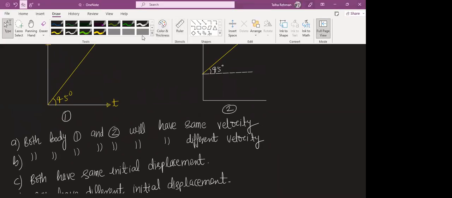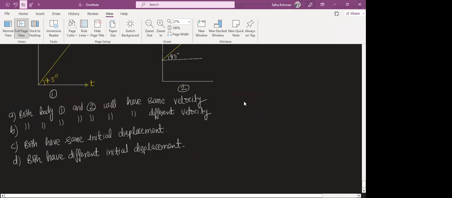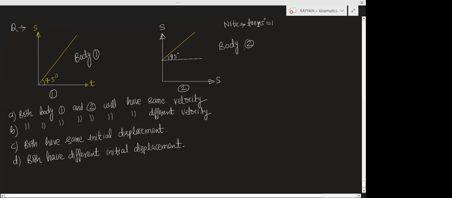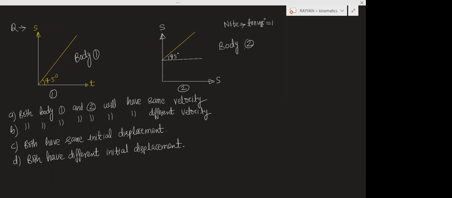Just try once, then I will solve it, no problem. Again, this is the displacement time graph. Both are displacement time graphs. This is for body 1 and this is for body 2. And I have given the hint: tan 45 is equal to 1. So go to your notes, try to apply your mind, and then we will solve it.